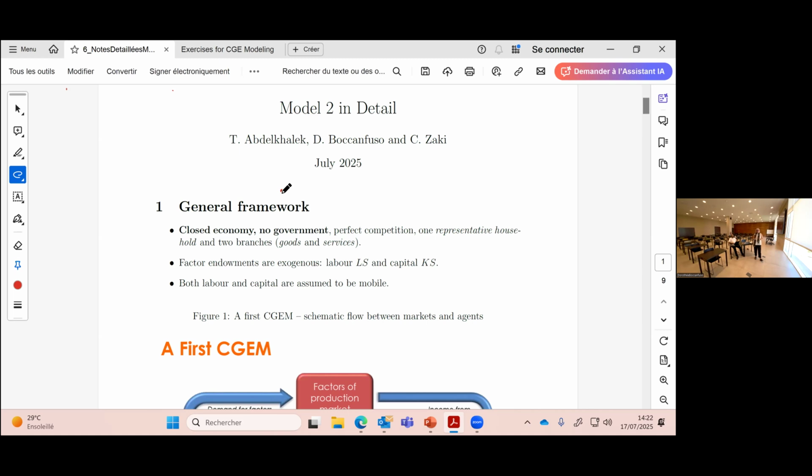Then it's the framework of this simple model. In this model also, we have endowments that are exogenous. We will see later what that means. It's the supply of labor and the supply of capital. And we assume also, and that is very important in this model because we can relax this assumption, that labor and capital are two factors that are mobile. I will insist on that during the presentation. For this model, we assume that workers can work in both sectors, goods and services, and the capital is also mobile. Of course, it's a huge assumption here, but it's to understand the principle.